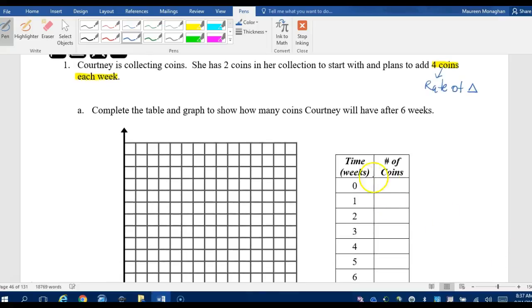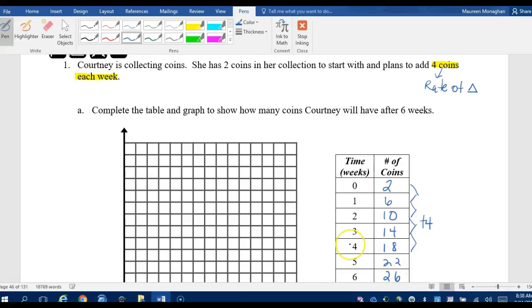Okay, we're going to complete the table and graph to show how many coins Courtney will have after 6 weeks. At 0, she started with 2, so we would do 2. After 1 week, she's going to have how many? Well, she's going to get 4 more after that first week, and she already had 2, so it's going to be 6. And then after 2 weeks, she's going to get another 4, so that's going to give us 10. So we know what the rate of change is. This is our difference column, and each time it's going to be 4. So I could just go on down and just keep adding 4. That seems easier to me. And after 6 weeks, she's going to have 26.